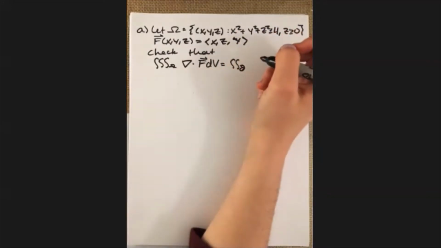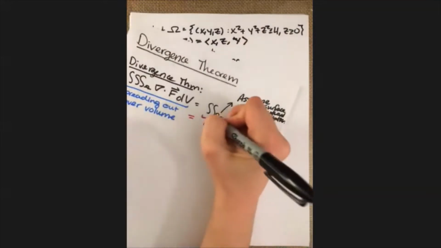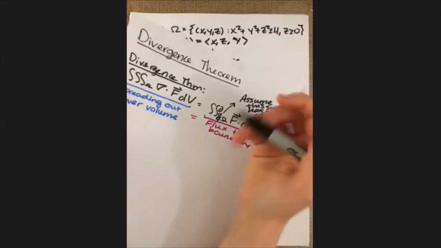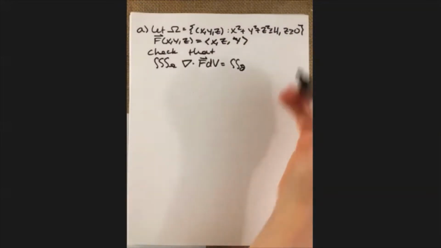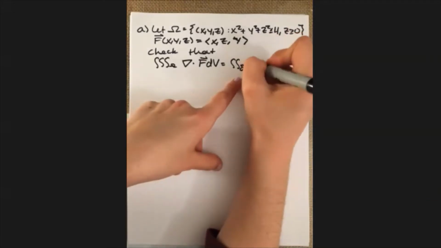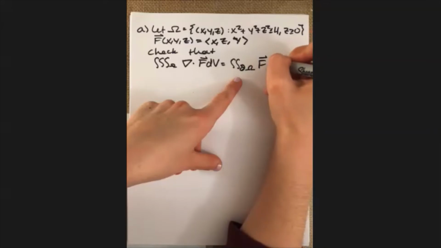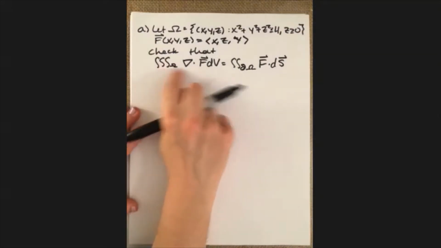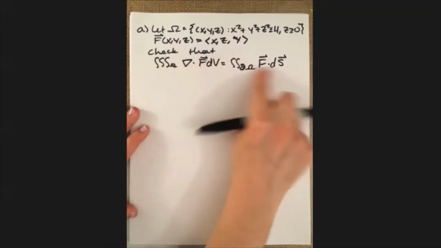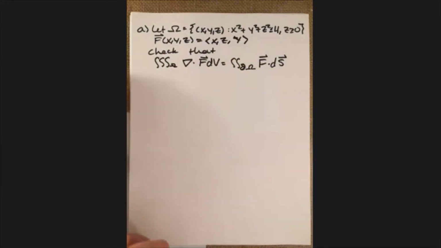I drew that wrong earlier. I put a little delta there. This should really be a partial. It means boundary. So the boundary of omega, F dot dS. The first thing I'm going to do is this one, and then we will compute the other.